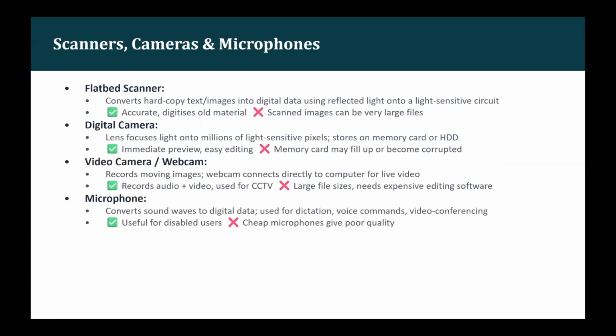Then we have input devices: scanners, cameras, and microphones. We have the flatbed scanner. It's an input device which converts hard copy text or images into digital data using reflected light onto a light sensitive circuit. They are accurate and can digitize old material, but scanned images can sometimes be very large files.